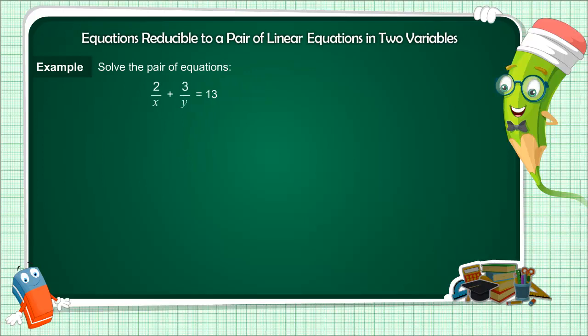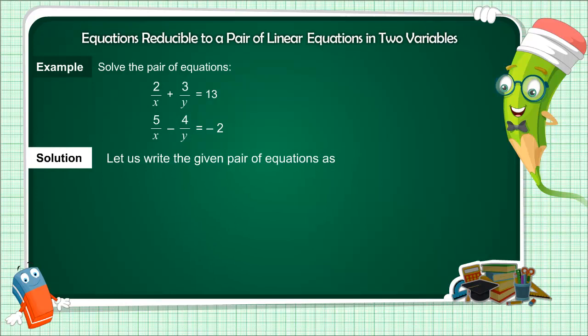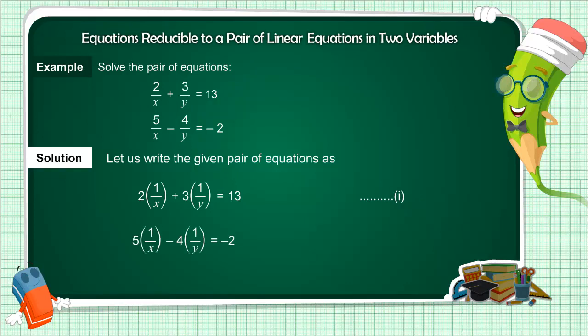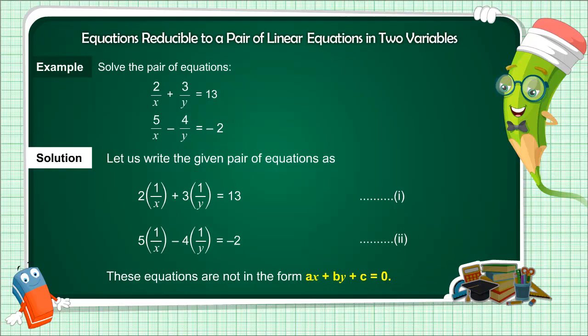2 by x plus 3 by y equals 13, and 5 by x minus 4 by y equals minus 2. Let us write the given pair of equations as 2 into 1 by x plus 3 into 1 by y equals 13. This is equation 1. 5 into 1 by x minus 4 into 1 by y equals minus 2. This is equation 2.